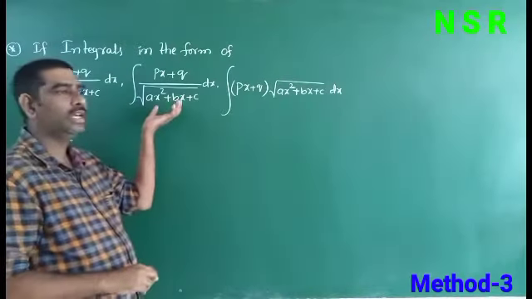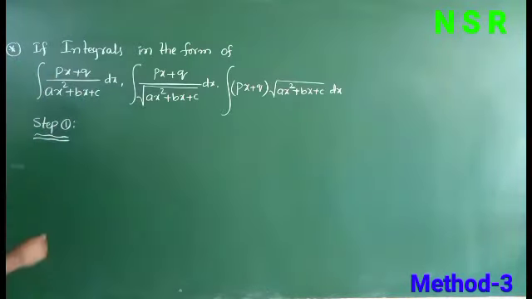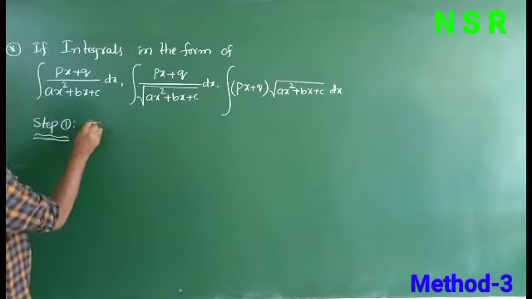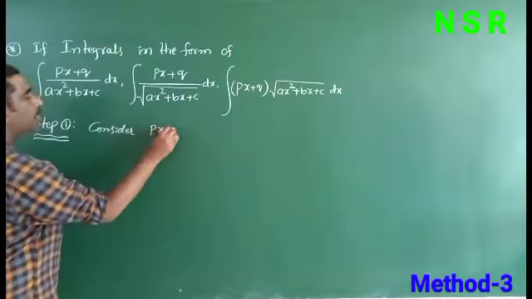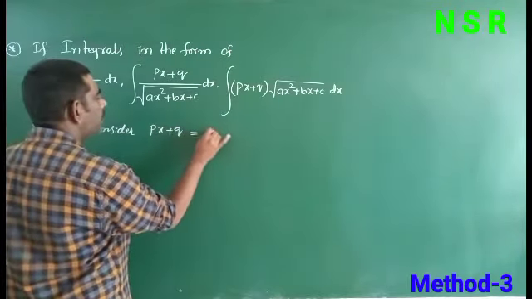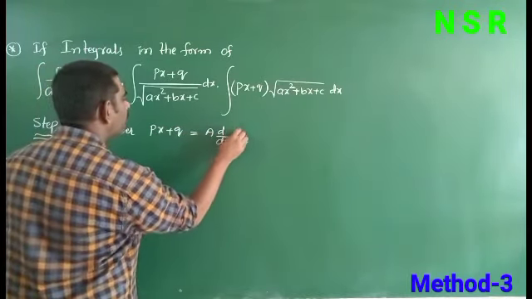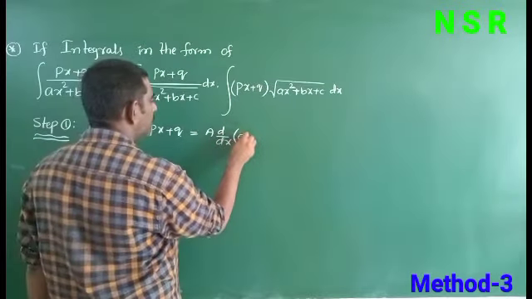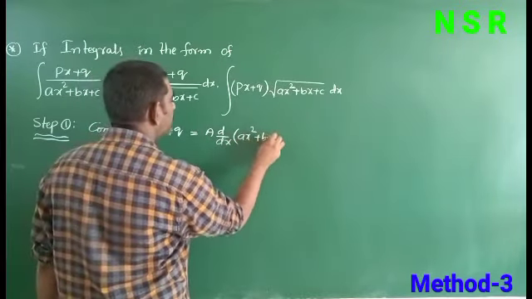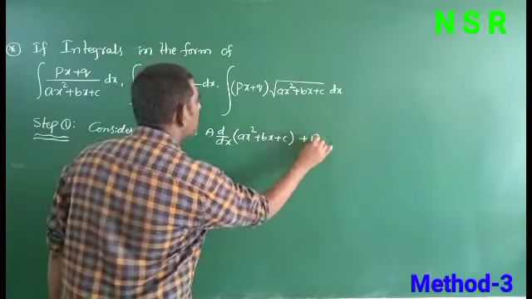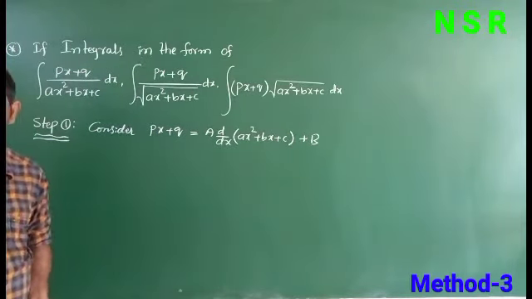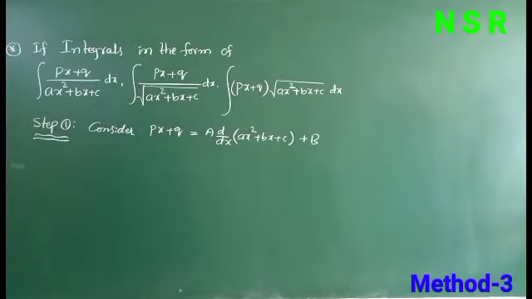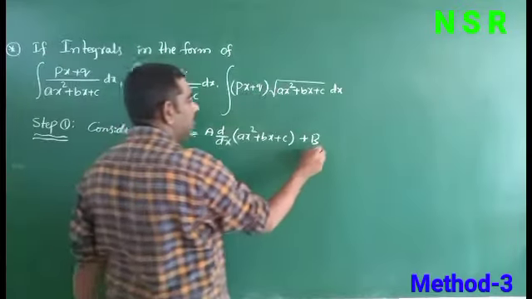First, let us take the given integral as equation number 1. Next, step 2: consider px + q = a · d/dx (ax² + bx + c) + b. Take it as equation number 2.